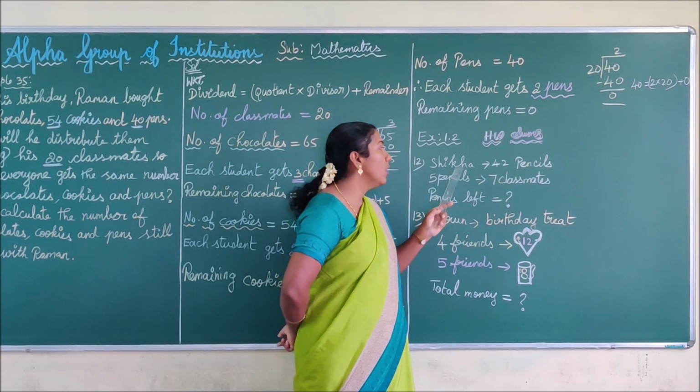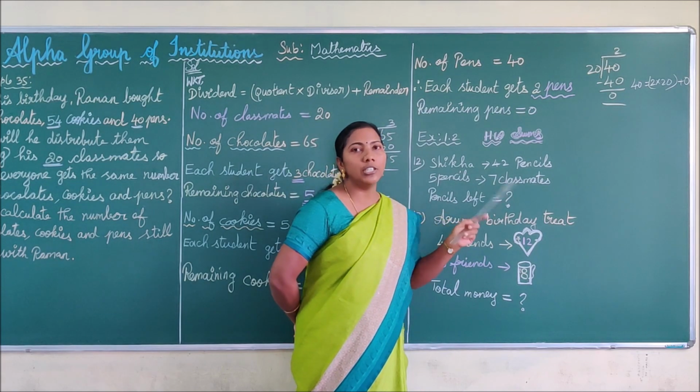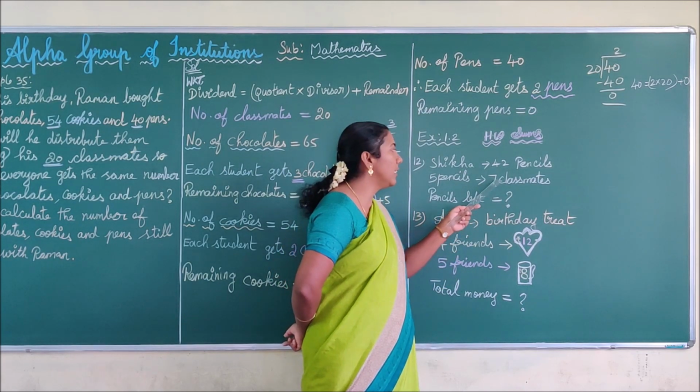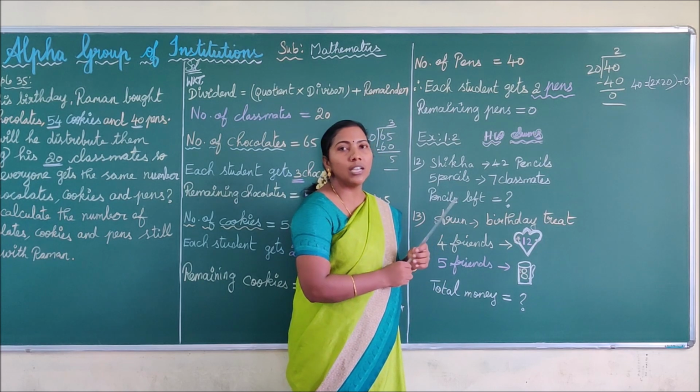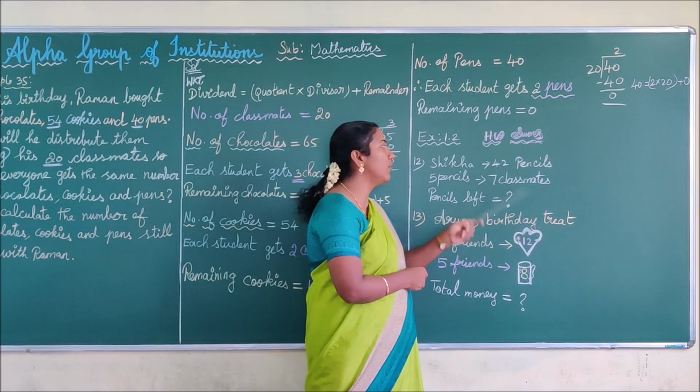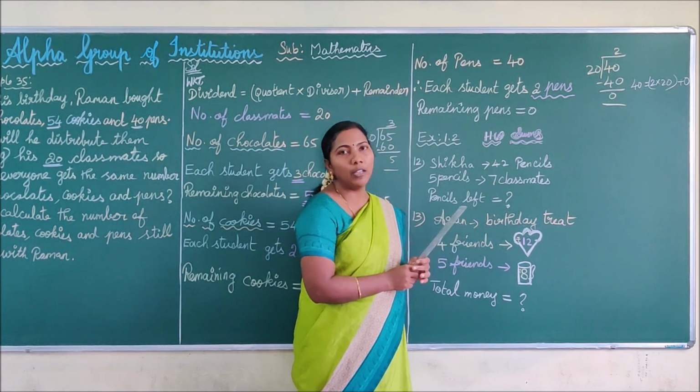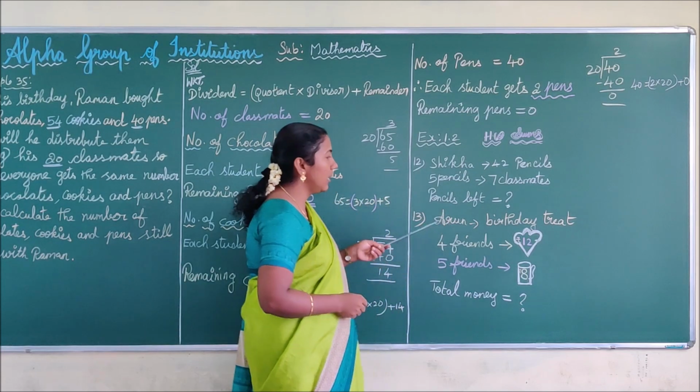Okay? How do you find? To find the number of pencils she distributed, you have to multiply 7 with 5. So 5 sevens are 35. So subtract 35 from 42. You get the remaining pencils with Shika. Okay. See the next question.